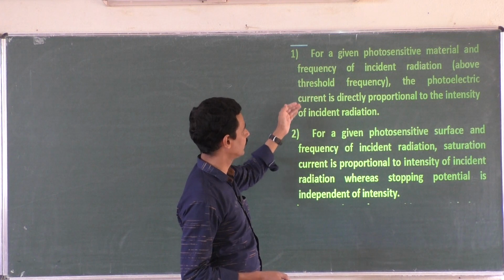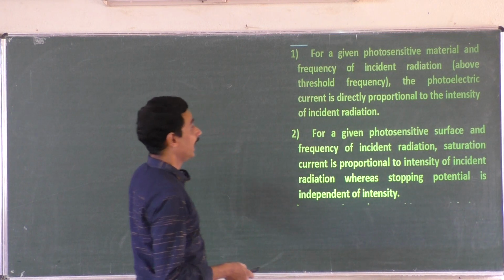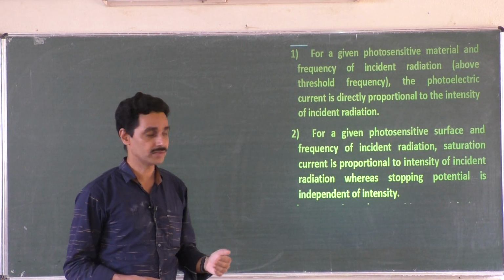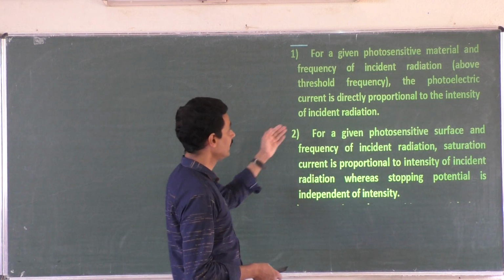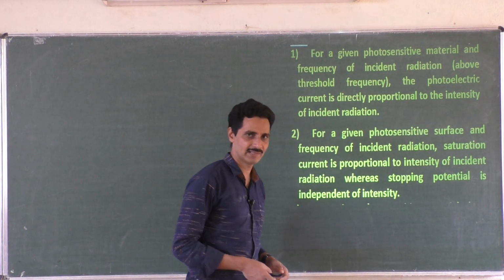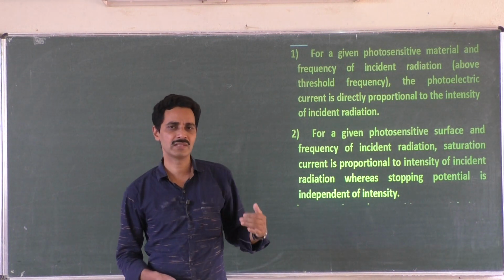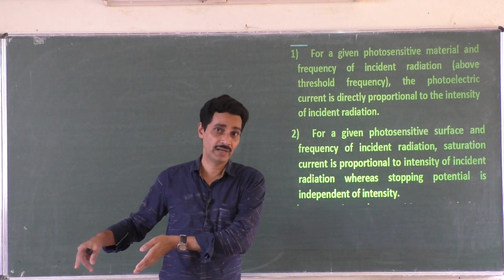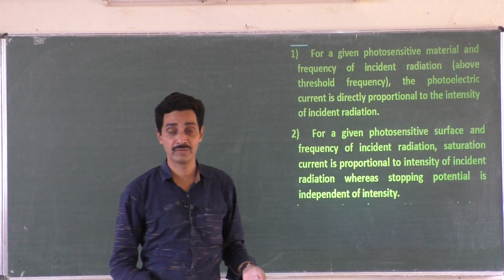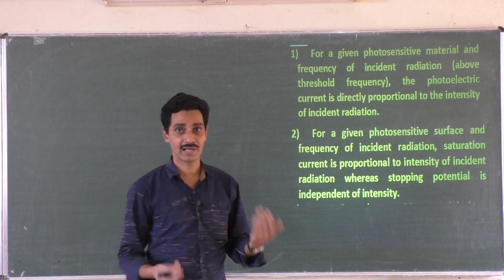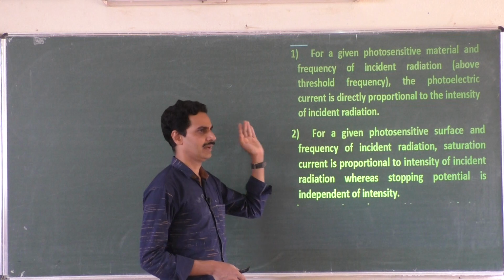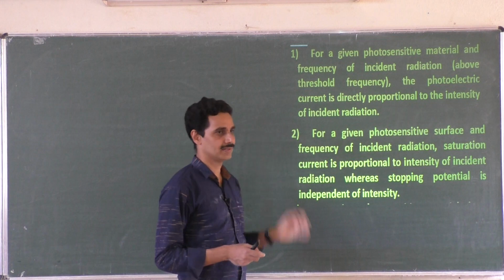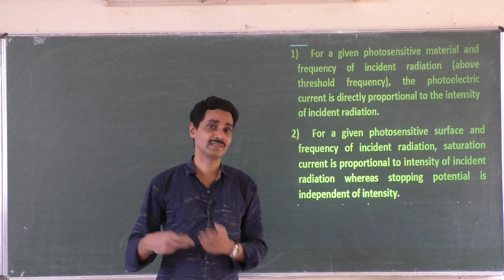Above the threshold frequency, if your radiation is capable of removing electrons, then for those photoelectrons, the photoelectric current is directly proportional to the intensity of incident radiation. You know it. When the intensity of incident radiation is more and more, the photoelectric current is more and more. Einstein's explanation is different. He says when you increase the intensity, more photons fall, more electrons are removed, and current increases. That is a different part. But Hallwachs and Lenard say, simply, as intensity increases, the photoelectric current increases. But this happens only when the incident frequency is greater than the threshold frequency.